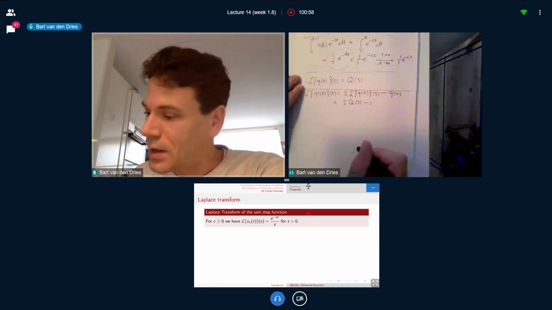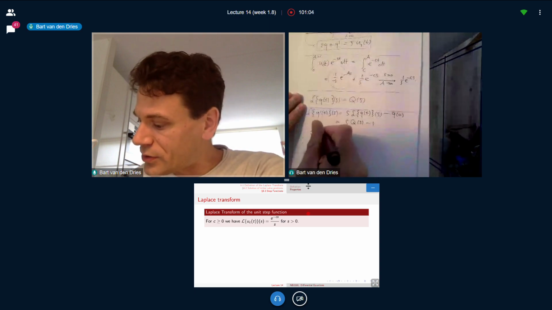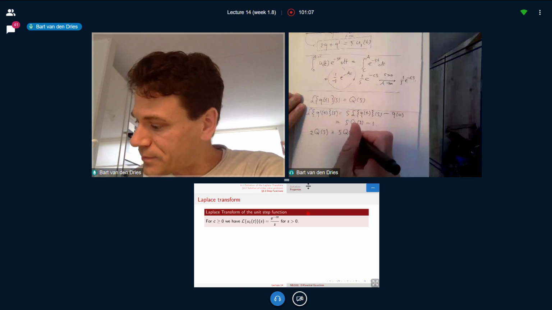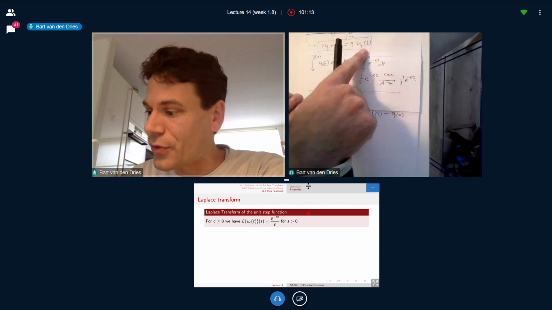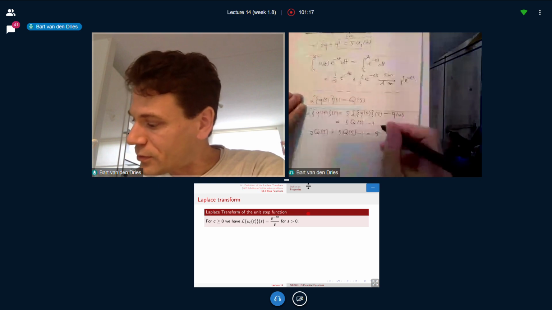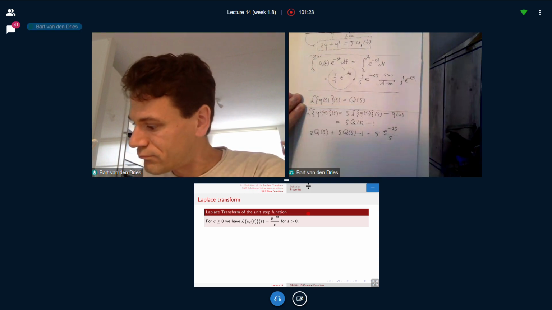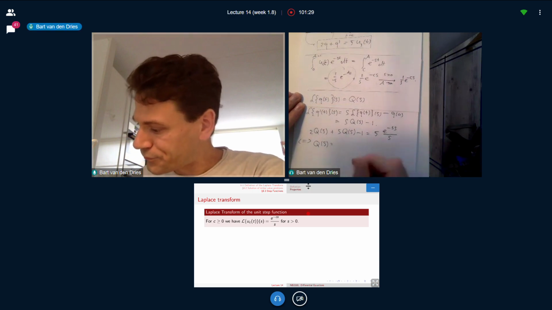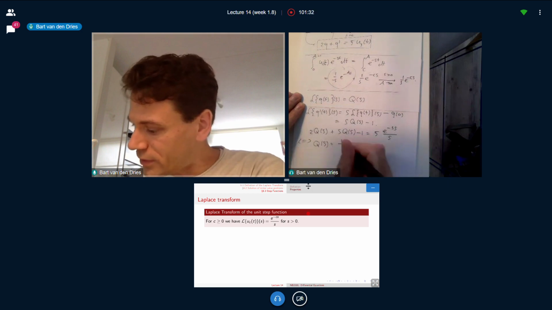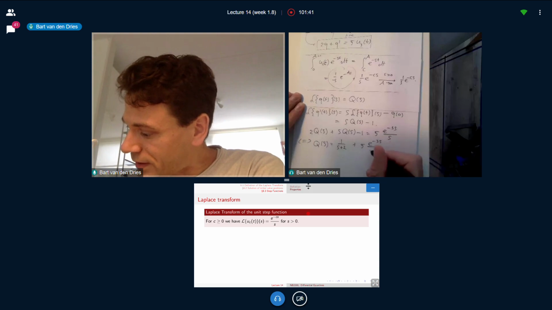So that's this. If I plug this into my differential equation, I get 2 times Q(s) plus s times Q(s) minus 1 is 5 times the unit step function with c equal to 3. So this is 5 times e to the power minus 3s divided by s. And this I can rewrite. So Q(s) is equal to 1 divided by s plus 2, plus 5 times e to the power minus 3s divided by s times s plus 2.